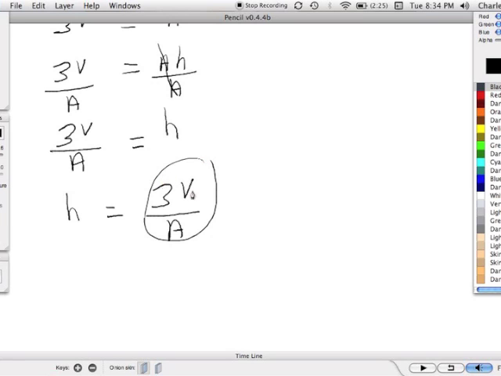What we've done here is taken a formula, isolated the H, placed it over on the left-hand side. We now have an equation, which is H in terms of the variables V and A, and so H is equal to 3V over A. That's the solution in isolating the H in this case.